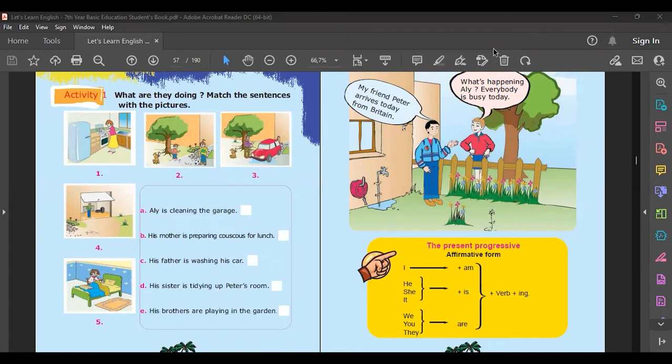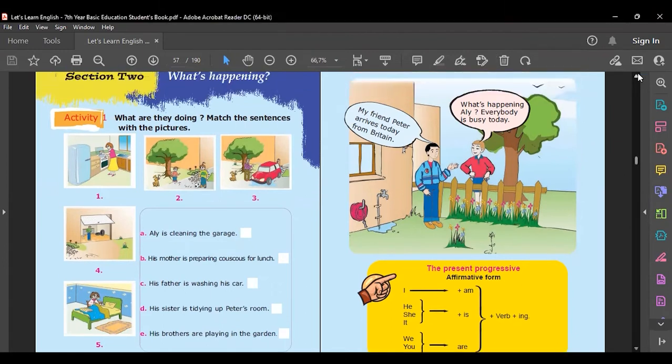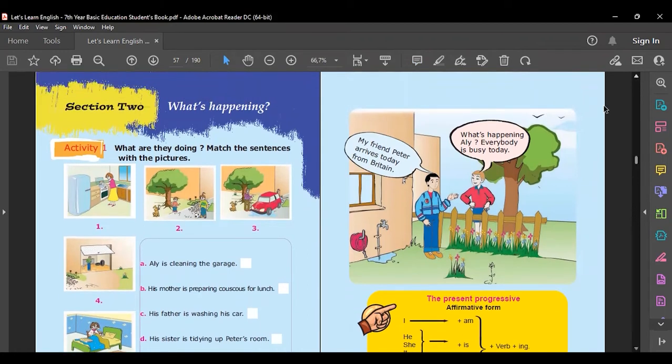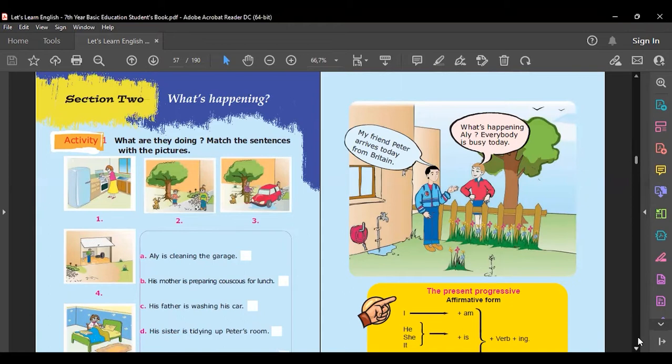Today we have lesson number 2, or section number 2, which is "What's Happening?" Here we are continuing the second section of the second module. We have done Ali's Friend, which was section number 1. Now section number 2, what's happening?